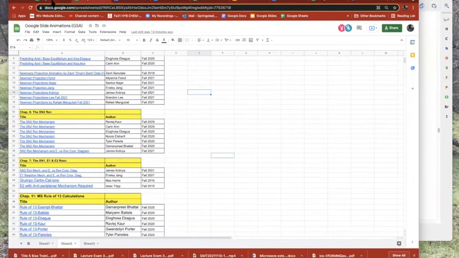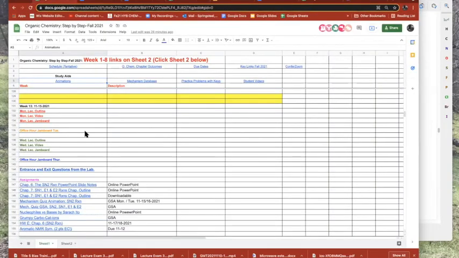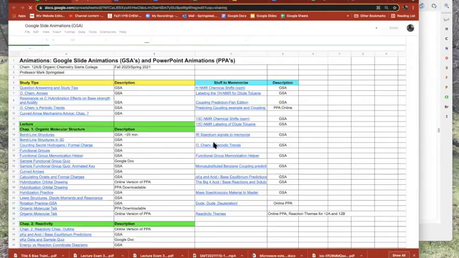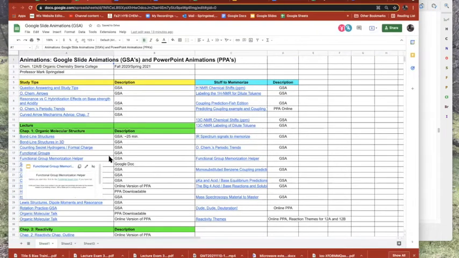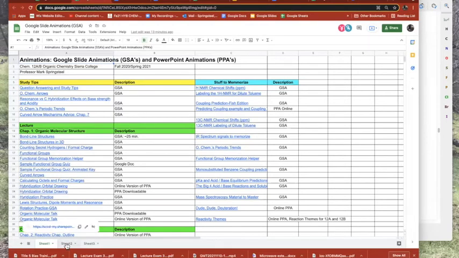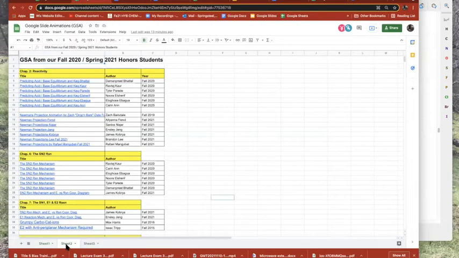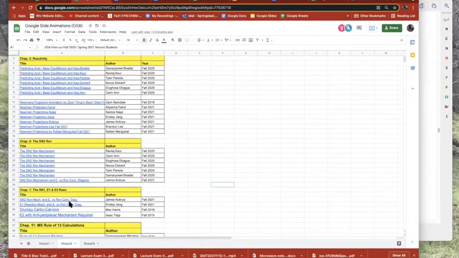So I'll back it up. If I go to our organic chemistry step-by-step, and I go to animations, we're going to get more of these animations and helpful things on here as we go, because we're getting later into chapters. So if I go to sheet 2, see I'm on sheet 1 here, head over to sheet 2, and chapter 6 has got a lot of stuff here, right? From fall 2020 and fall 21.